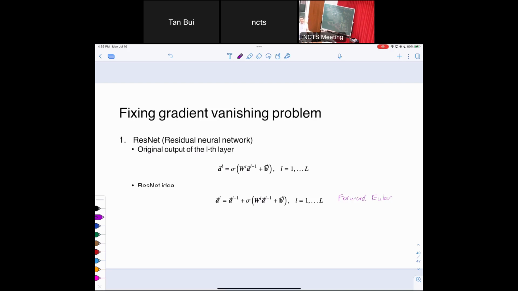The ResNet idea is very simple, right? We just add what we had before. Of course, if you do that, there's a restriction. What is the restriction? Not only is the neural network special, but there's also something very special about the ResNet.